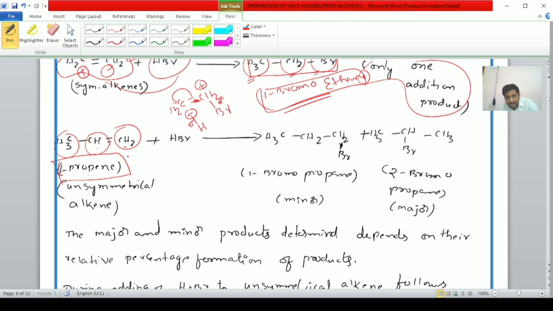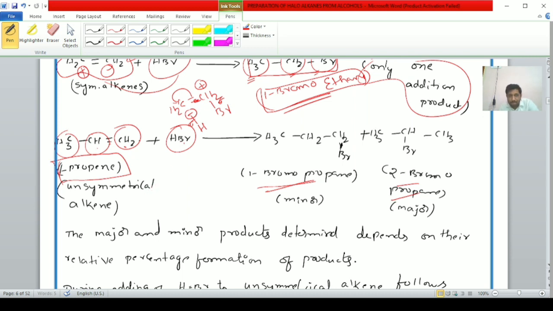When propene reacts with hydrogen bromide, it can form 1-bromopropane and 2-bromopropane. That is, students, here two different products are formed.